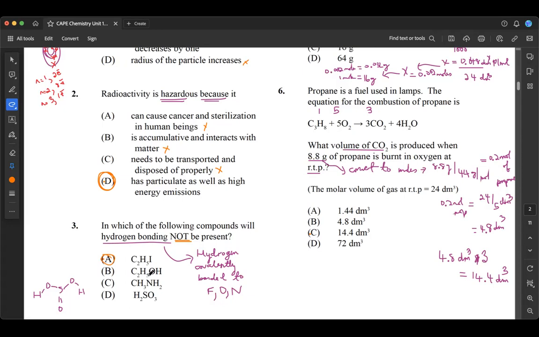If we look at this alcohol, we know that alcohols have this OH, so that's hydrogen bonding right there. We have NH2 here, N and H are going to be bonded to each other, so that's going to have hydrogen bonding.